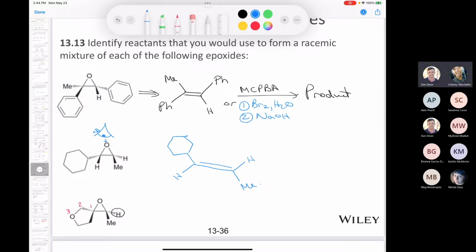The main thing is that you have all the groups in the correct orientation. Because if you drew this, if you had the cyclohexyl group over here, let's say, and then you put the methyl group up here and had the hydrogen, the connectivity is correct, but the stereochemistry is wrong. So that would give you the wrong answer.